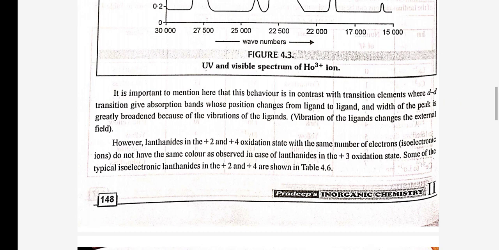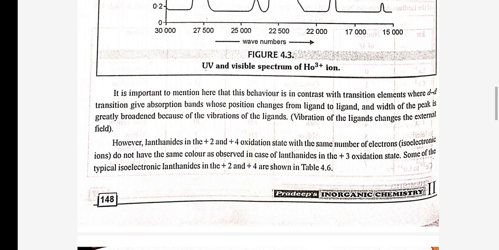It is important to mention here that this behavior is in contrast with the transition elements where d-d transitions give absorption bands whose position changes from ligand to ligand and the width of the peak is greatly broadened because of the vibrations of the ligands. Vibration of the ligands changes the external field. However, the lanthanoids in the +2 and +4 oxidation states with the same number of electrons, isoelectronic ions, do not have the same color as observed in the case of lanthanides in the +3 oxidation state.